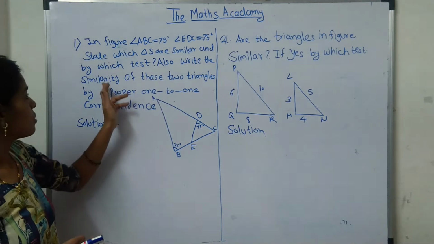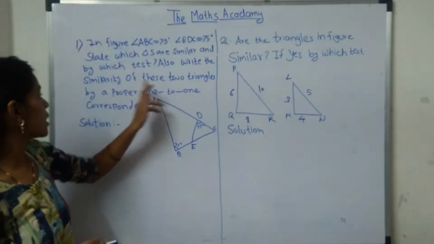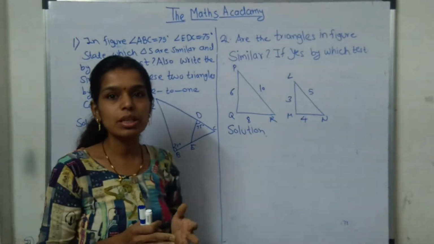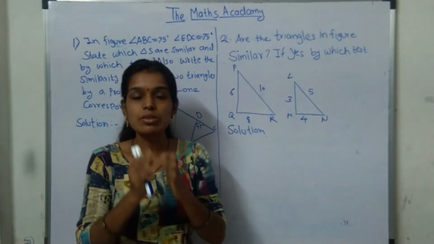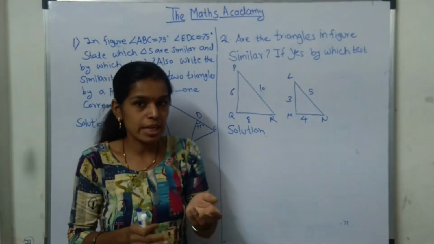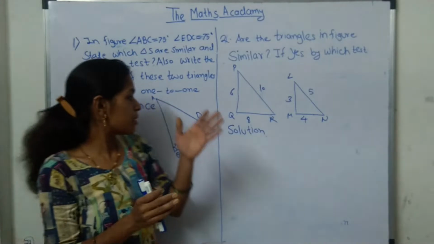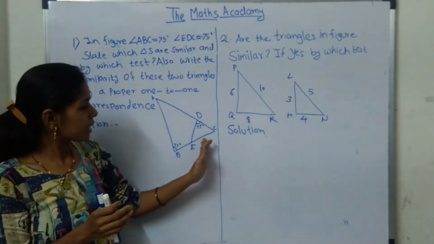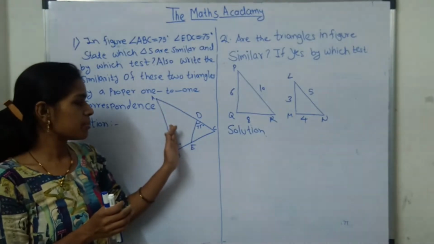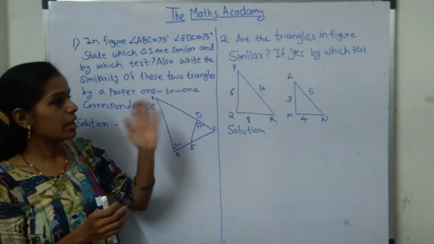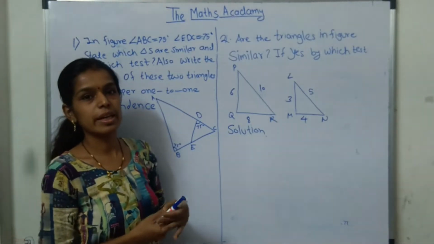We also have to write the similarity of these two triangles by a proper one-to-one correspondence. What is meant by proper one-to-one correspondence here? One-to-one correspondence means which angle corresponds to which angle, which side corresponds to which side. Each side of triangle ABC should correspond to a side of triangle EDC, and each angle to an angle. So let's see which angles are corresponding angles here.